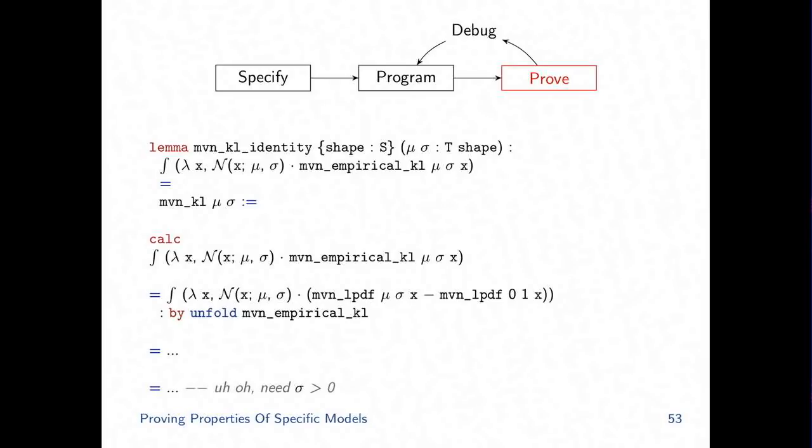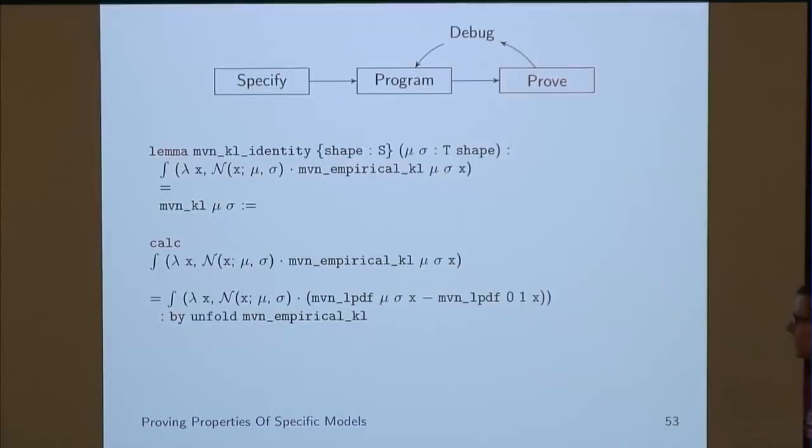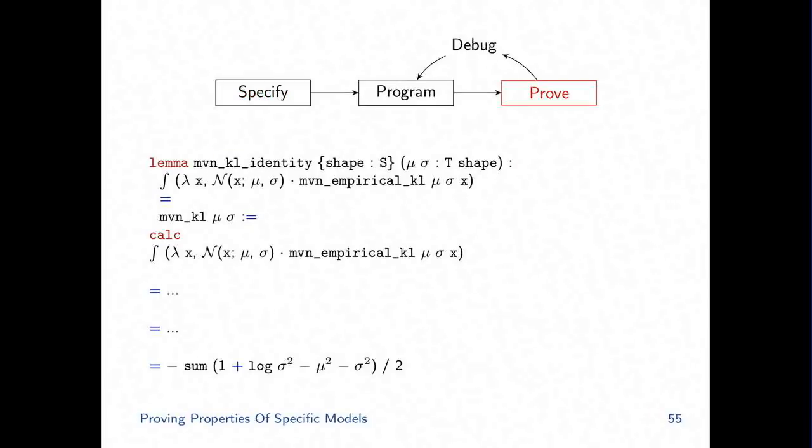So we're going to use this calculational environment, which lets us state the intermediate steps of the proof and justify them as we go along. First we're going to unfold the definition of the empirical KL to expose these log PDFs. And we just keep going as if we were doing a derivation by hand, but with some of the steps automated or justified. Eventually we realize we need sigma greater than 0 to apply some lemma. So we realize that our theorem is actually wrong, so we debug our specification, add an extra precondition, sigma greater than 0, go back to proving, step, step, step.